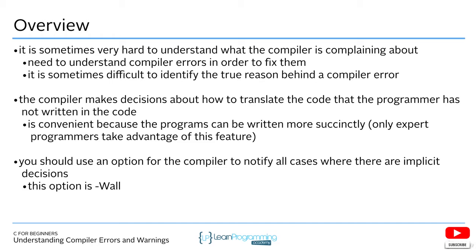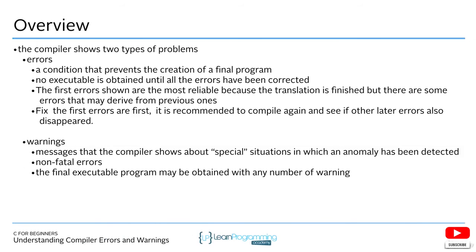So the reason I tell you that is you always want to compile with a certain option, which is the -Wall option. By default, that's turned on in Code::Blocks. And this will notify you of all cases where the compiler is doing things that you don't know about. It also will turn on all warnings and give you a lot of information. It's a very useful compiler option.